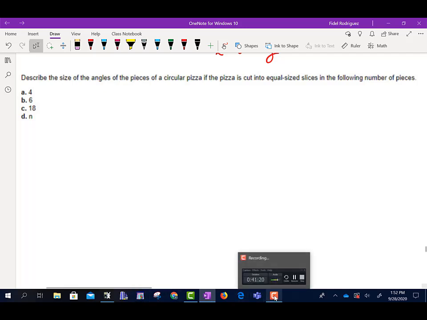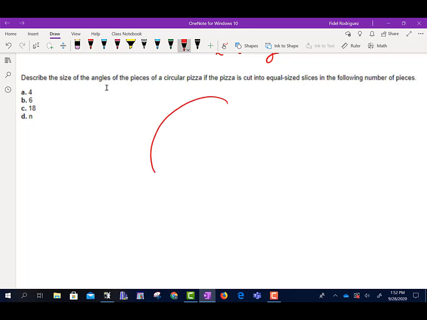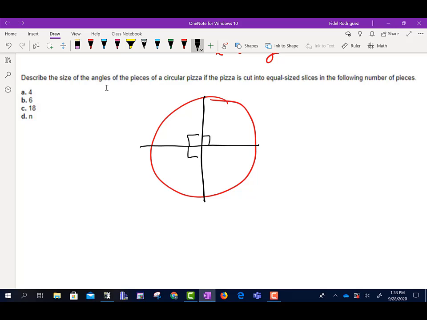So now, in the next problem I have here, it says, describe the size of the angles of the pieces of a circular pizza if the pizza is cut into equal slices in the following number of pieces. Okay, so we take our pizza, right? Part A says we're going to cut it up into 4 pieces. 1, 2, 3, 4. Okay, so we're looking for these angles here.